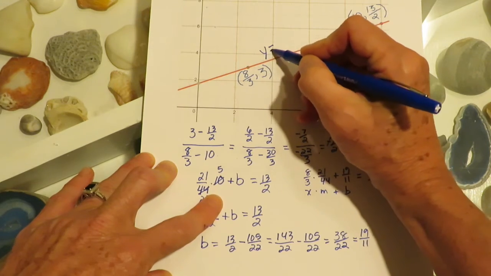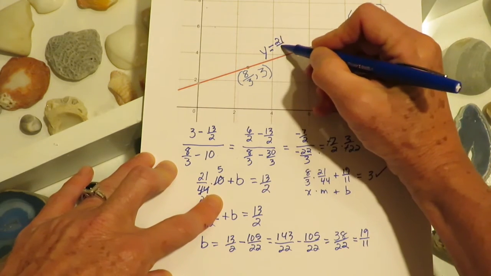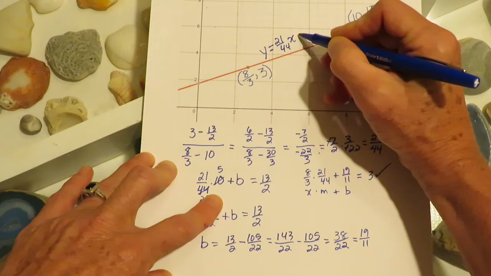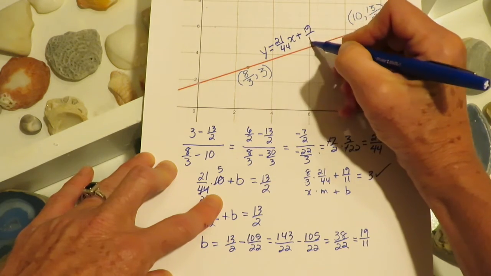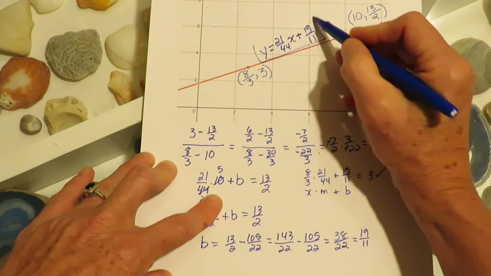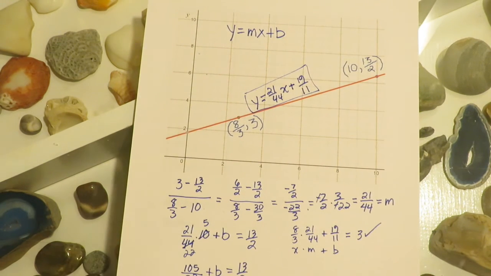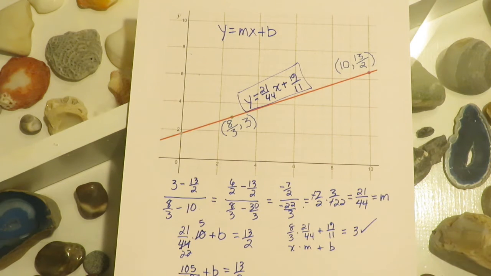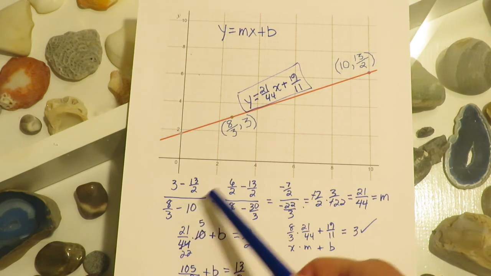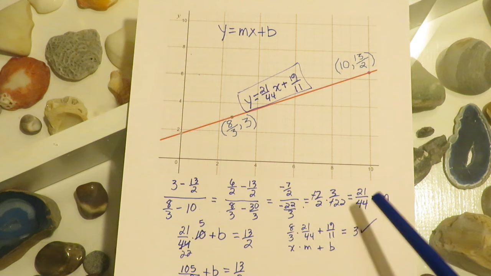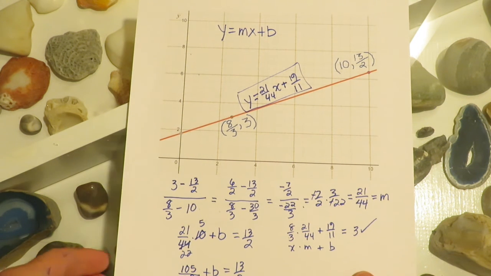So y equals 21/44x plus 19/11. That's the equation of the line. Again, it's not a clean equation, but the same process works whether you have clean numbers or not so clean numbers. In the examples, I would rather do some that are a little messy to help you with some of the messier arithmetic, and the ones that are nice and clean, you probably aren't going to have any trouble with.